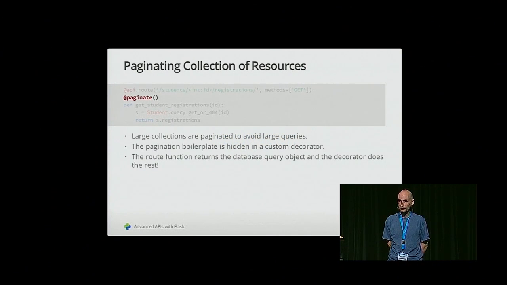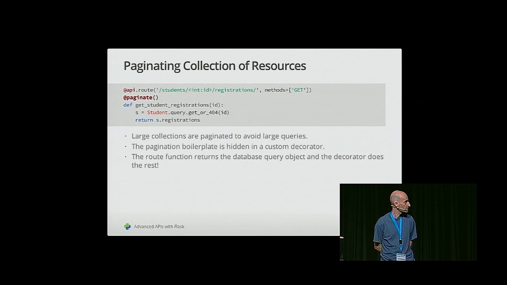So that's it. This function, when it's decorated with my Paginate Decorator, needs to return a database query that's still to be run. This is a query that's ready to run but hasn't run yet. In this case, I'm returning the query from my relationship.